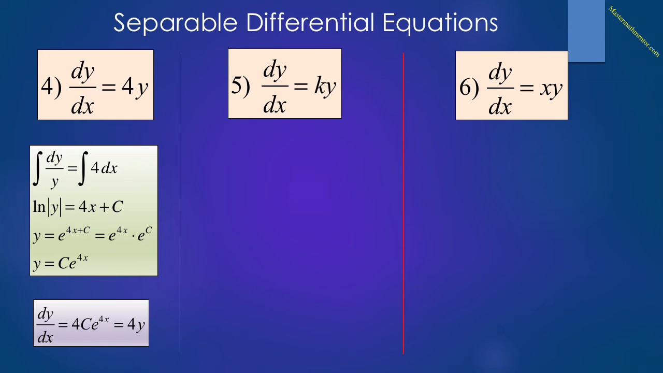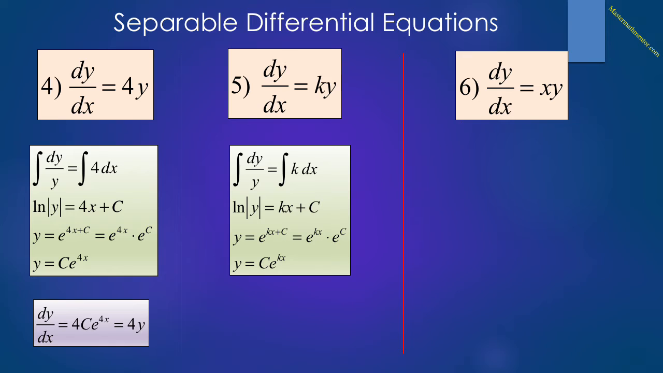Despite all those steps, the check is easy. dy/dx is equal to c e to the 4x times 4. And since c e to the 4x is y, dy/dx is equal to 4y. Number 5 is exactly like number 4. dy/dx is equal to ky, so we're using a k rather than a 4.